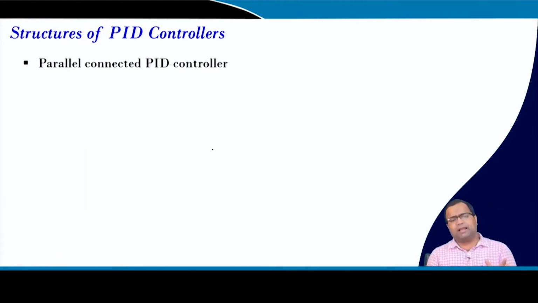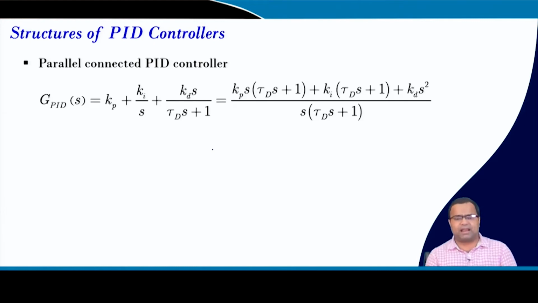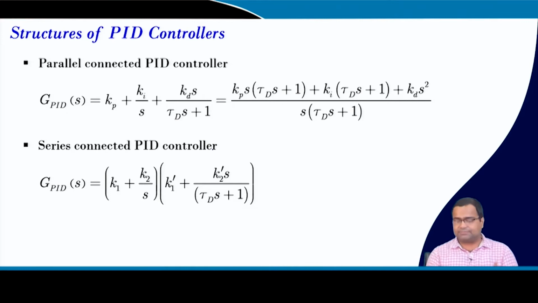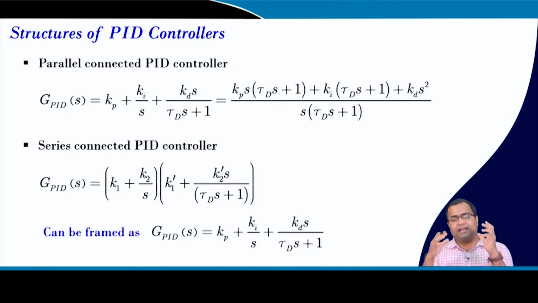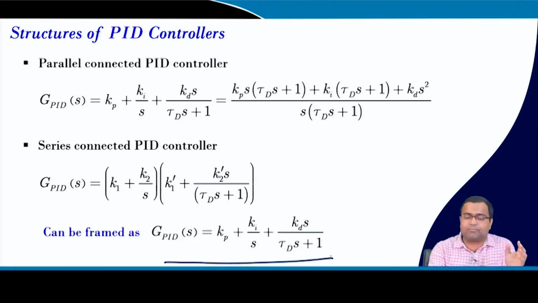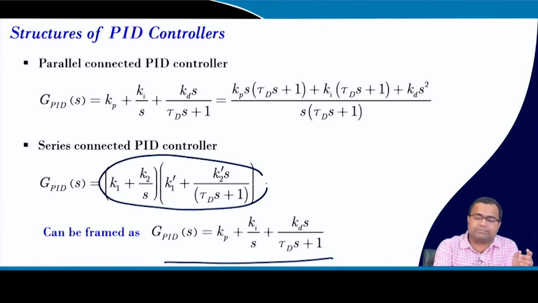Now, for the structure of the PID controller, you can take either a parallel PID controller or a series PID controller in this form, and it can be framed into this series controller. That means this is a PI counterpart and this is a PD counterpart. So, these can be combined to create a PID controller.